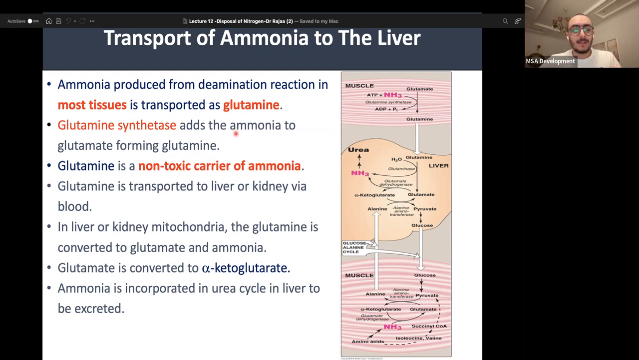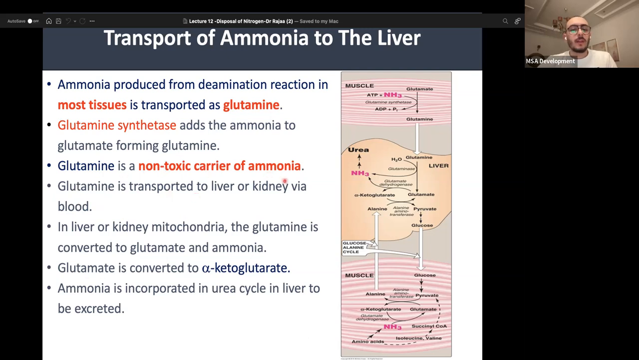Glutamine synthetase will add an ammonia to glutamate to give us a glutamine, okay? Why are we doing this? Because glutamine is a non-toxic carrier of ammonia. Remember how ammonia is very toxic in your blood? Glutamine is a non-toxic carrier of ammonia.